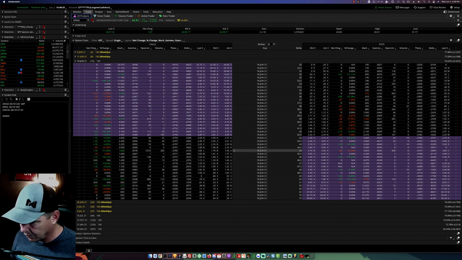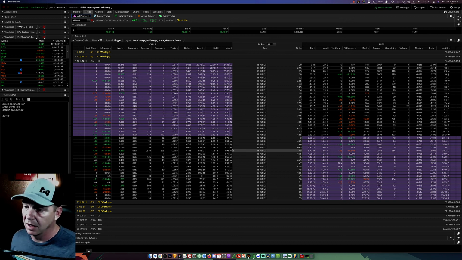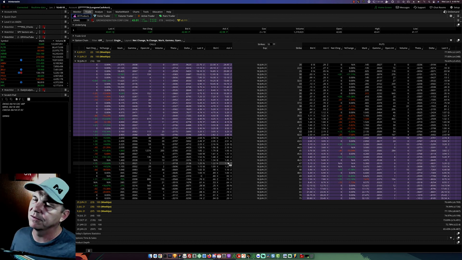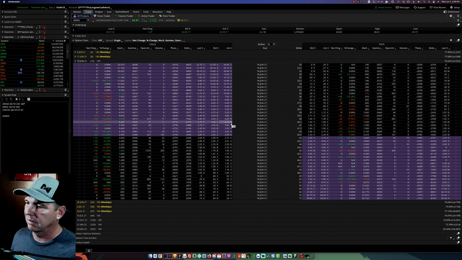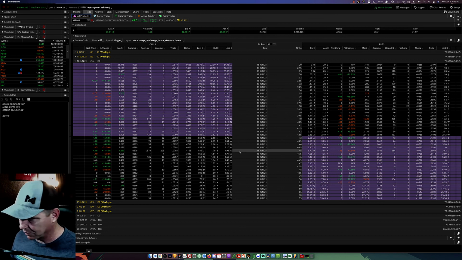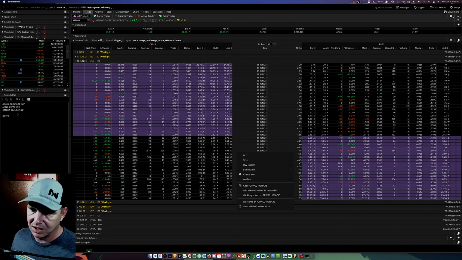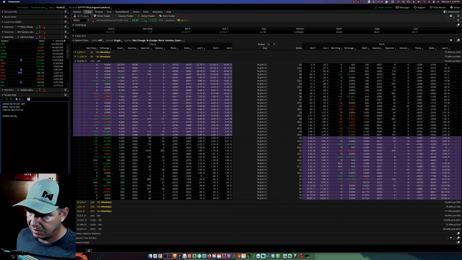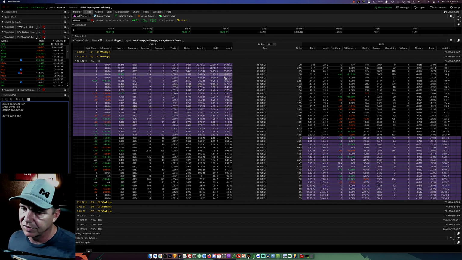I, however, like these 45s a little bit better. You could also do a vertical, right? You could do the 42.47 vertical. That's a $5 vertical for about $2, maybe, right? That'll get you in for less than it would cost to buy the 42s outright. But I do like these 45s. We've got some pretty decent open interest. So that's the June 18th. We're going to go over 6/18 45. Like those ones. All right.